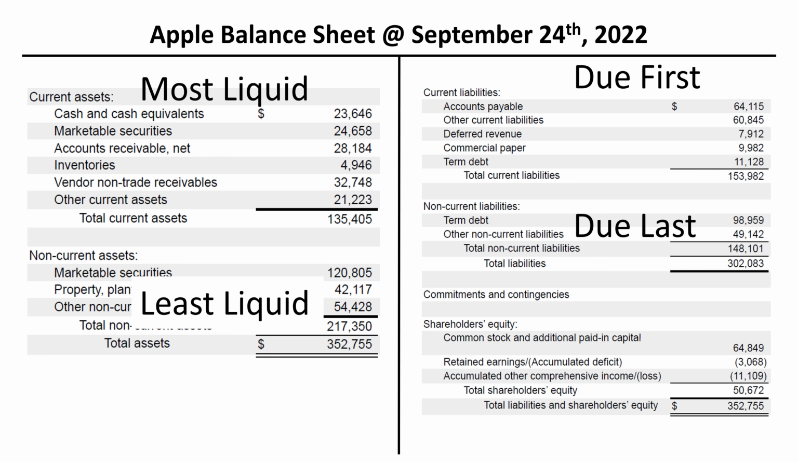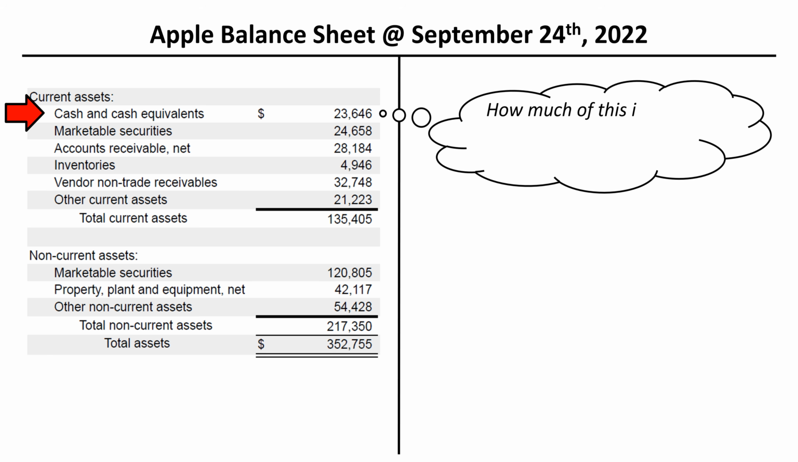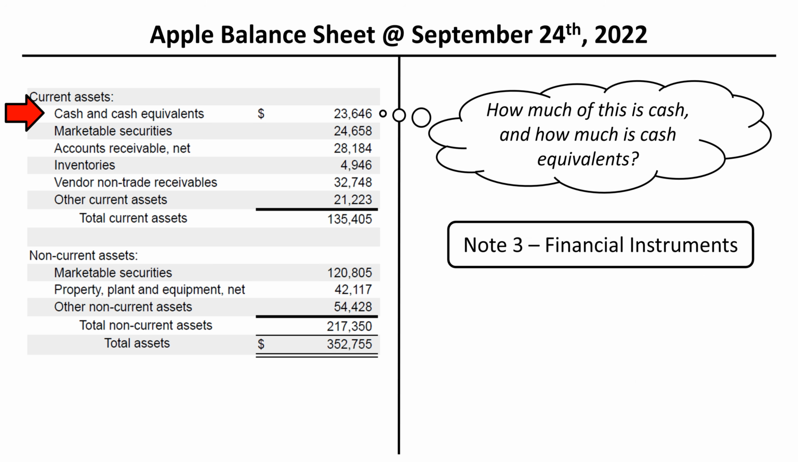Let's start at the top left. Cash and cash equivalents of $23.6 billion. What's the question that immediately jumps to mind? How much of this is cash and how much is cash equivalents? The notes to the financial statements in the 10K annual report are of great help here, specifically note 3 on financial instruments. Before we go there, let's define cash equivalents.